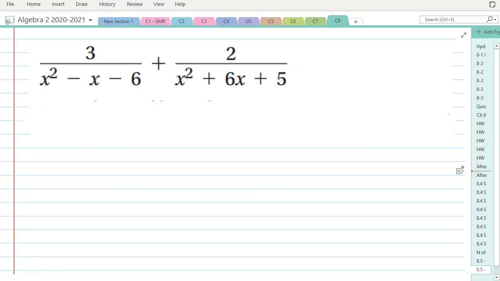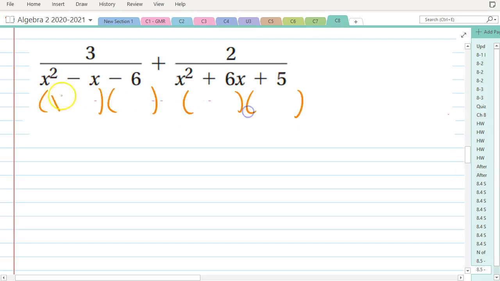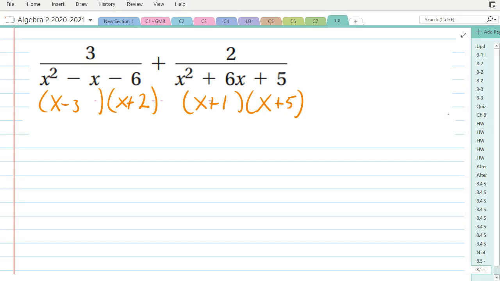Now, this is a good one to do together because it's, well, quite frankly, big and complicated. First thing we want to do is factor the bottom. And when we factor the bottom, we see that we have no common denominators. Everything is different. So that means everything on the left-hand side needs to multiply times the right and vice versa.